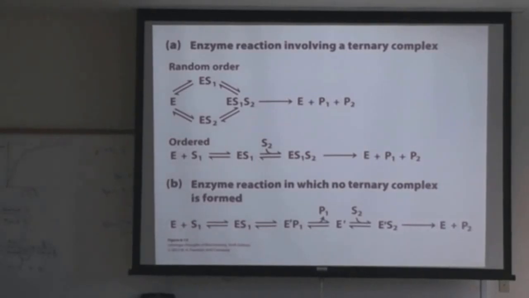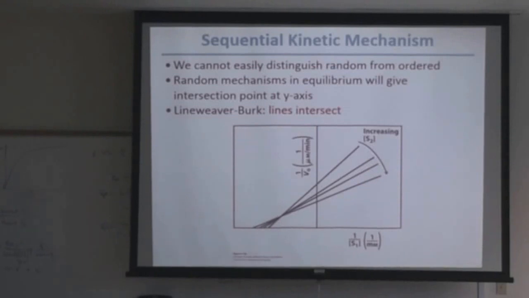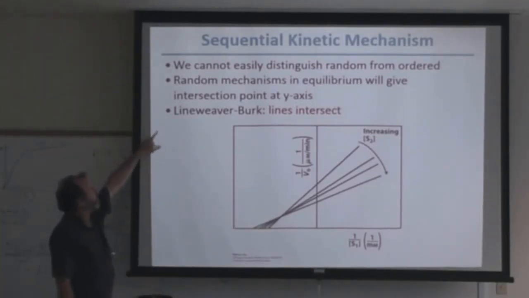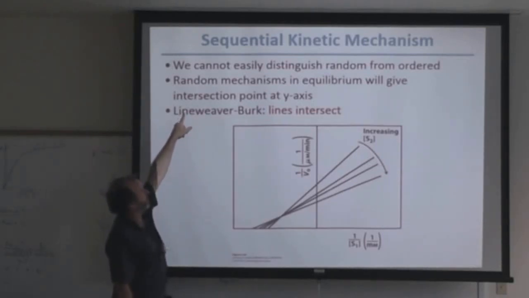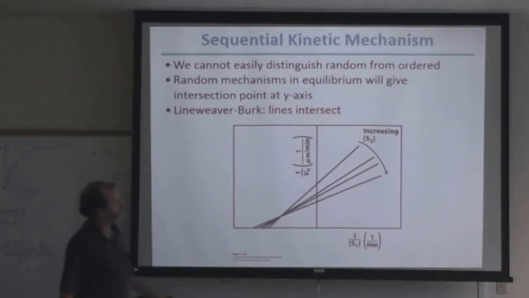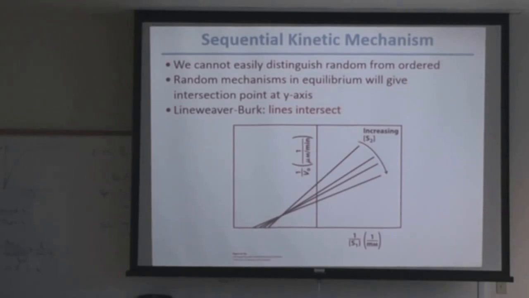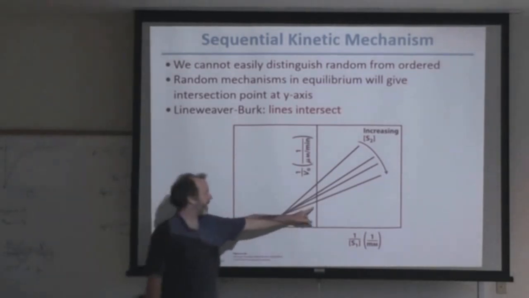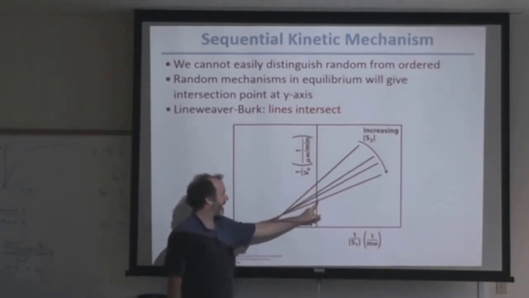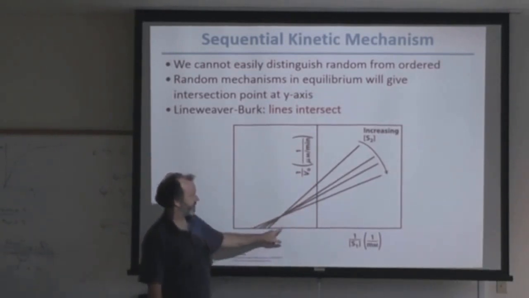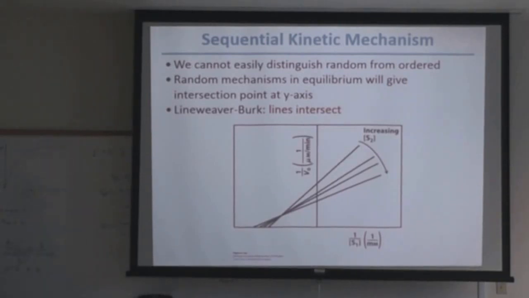So different mechanisms. And these can be determined with this Lineweaver-Burk plot. So cannot easily distinguish random from ordered, but random mechanisms in equilibrium will give an intersection point at the Y value, and the lines will intersect. As you increase substrate 2, substrate 1 is constant, you see it alters the slope of the line. So if it alters the slope, what's changing? S2. So slope represents Km and Vmax. So what's changed, and the y-intercept is 1 over Vmax, right? So Vmax is changing, and so is Km. Negative, the x-intercept is going to be your negative Km value. So you can see that they're both changing in this case.